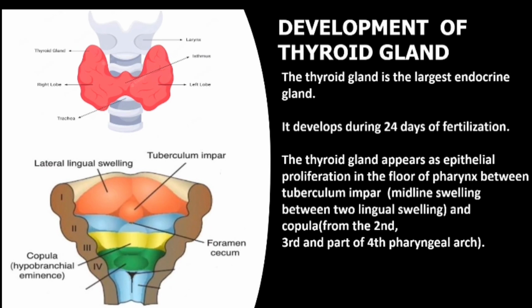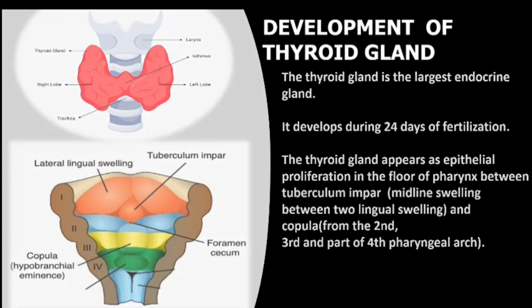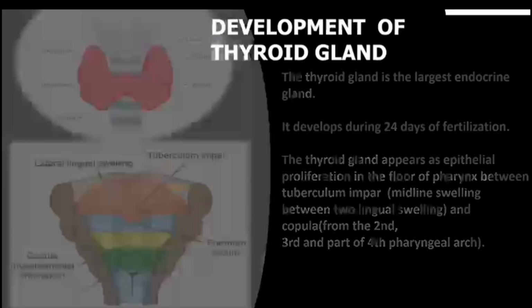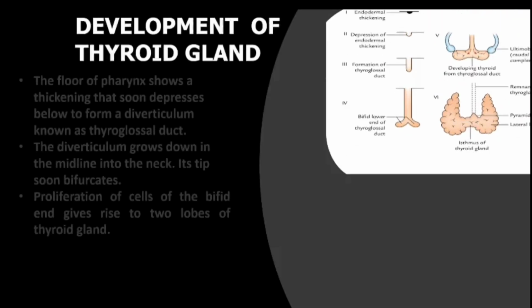Over this midline, you can see a single swelling. This is known as the tuberculum impar. Behind this tuberculum impar, and at the junction between the first and the second pharyngeal arch, you can see a small foramen known as the foramen cecum. This is the foramen cecum, where some endodermal tissue will penetrate the mesoderm, and that's where the thyroid gland begins to develop.